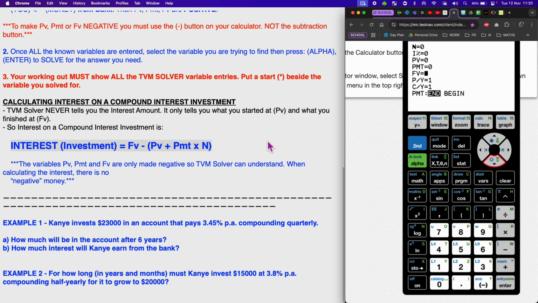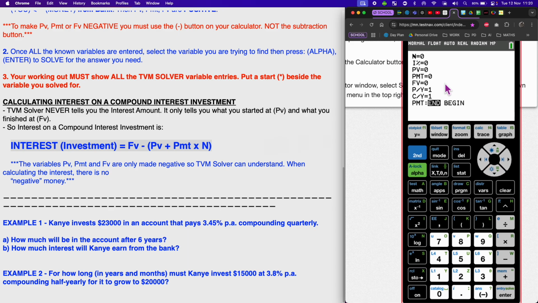Let's look at this. Kanye invests $23,000 into an account, paying 3.45% per annum, compounding quarterly. We want to work out how much is going to be in the account if he leaves it alone for 6 years. So how do I use this app? I need to tell the calculator all of the info that we know. So I encourage you, start off with the interest rate. What's the interest rate of Kanye's account in that example there?